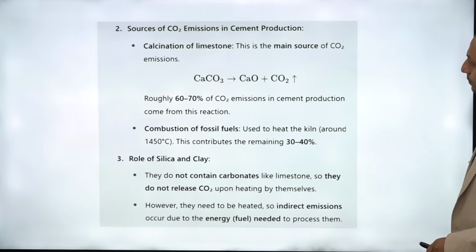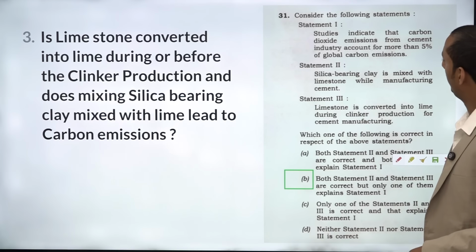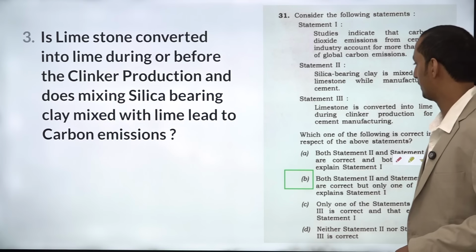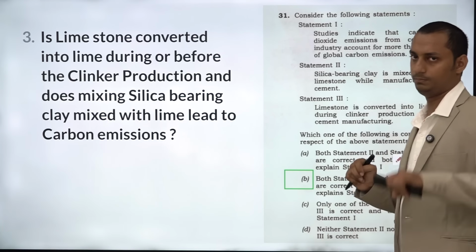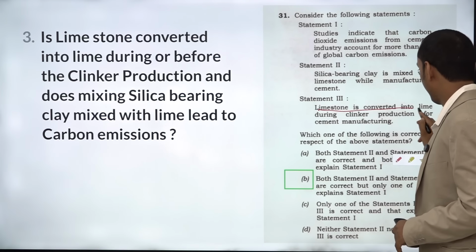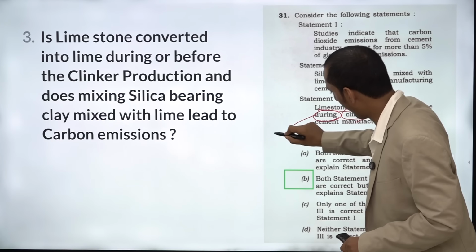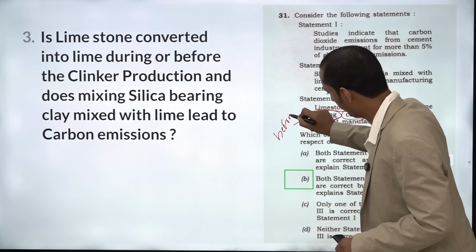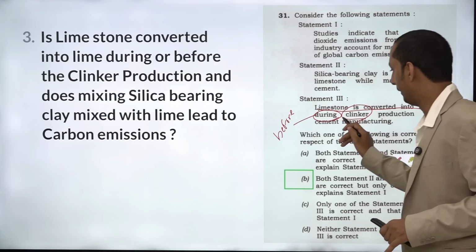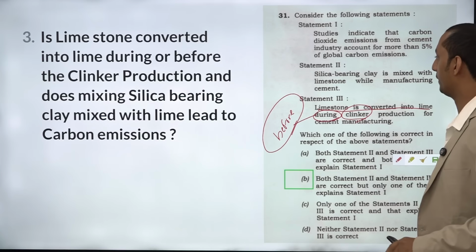Now, regarding the third question. What does the question say here? It was one of the most controversial questions. Different academies have provided different keys here. So there are basically two confusions here. The first one is with regard to whether limestone is converted into lime during the clinker production or before the clinker production. So that's the first confusion here.